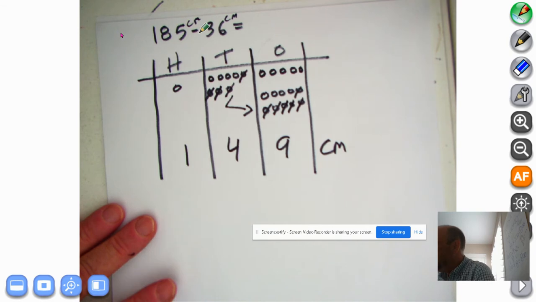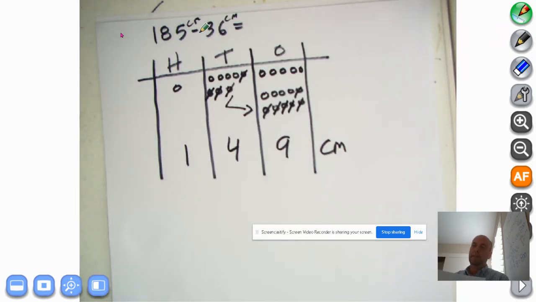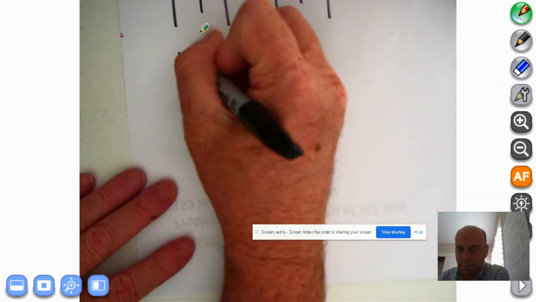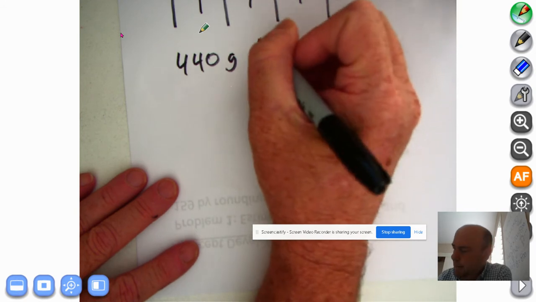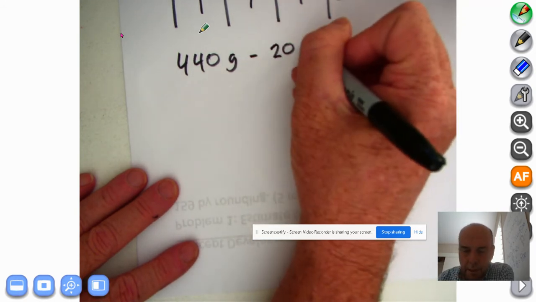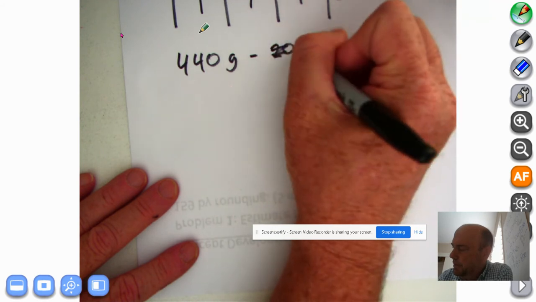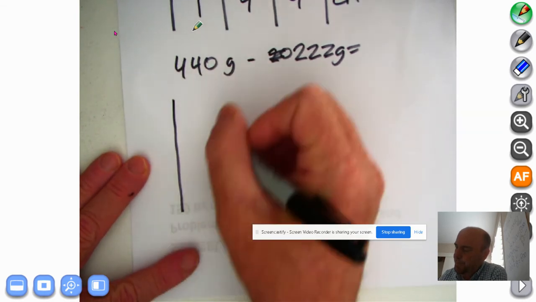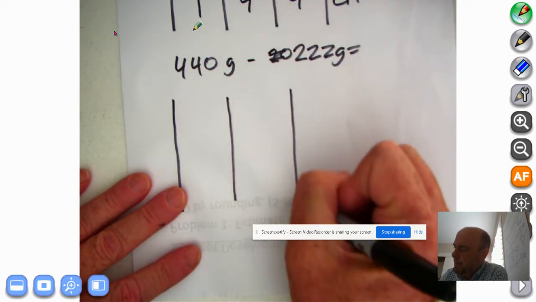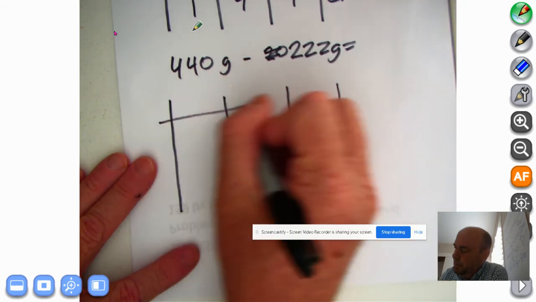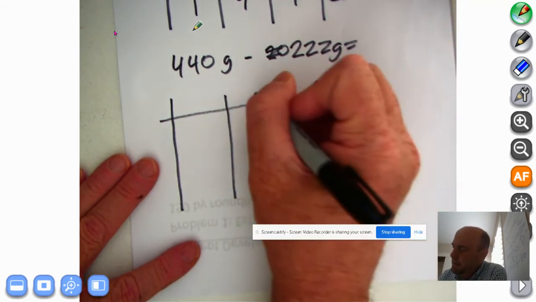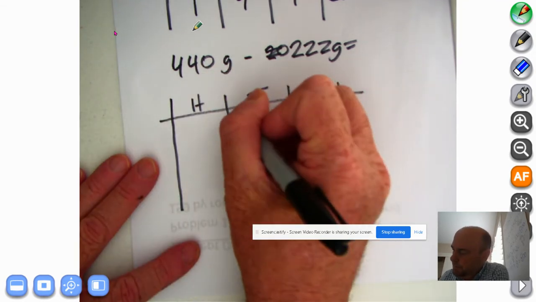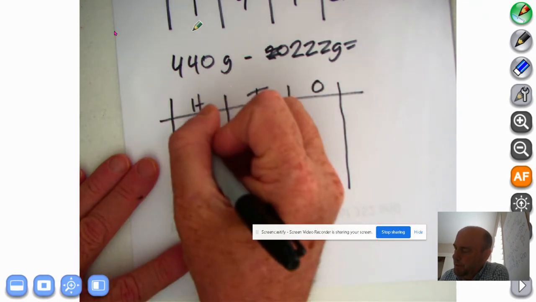Let's do another one. Okay, sorry, I'm a little excited about this, so I'll slow down. Let's do one with grams. We're going to do 440 grams minus 200. Oh, no, minus 222 grams. What will that equal? First thing we do is going to make a place value chart, excuse me. And we're going to label this. You should be pros at this by now. Ones, tens, hundreds. Okay, we have 0 ones, 4 tens, and 4 hundreds.